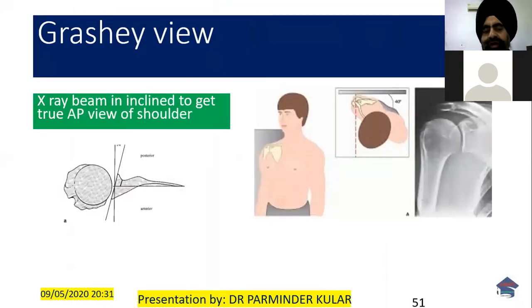Because the shoulder and scapula are slightly, the head of the humerus is slightly retroverted with respect to the shaft. So we have to incline the beam accordingly to get a true AP view of the shoulder. This is how it is taken to assess the reduction in the joint space or the formation of the osteophytes, basically done for glenohumeral arthritis, degenerative arthritis.